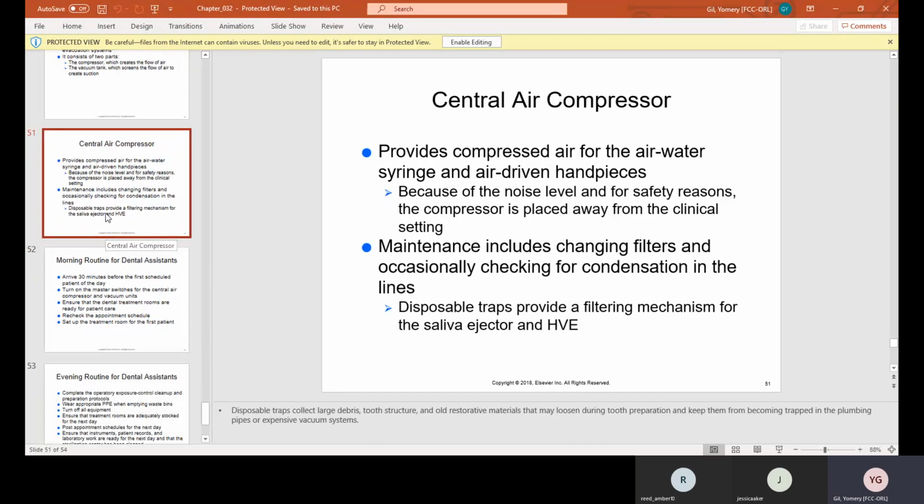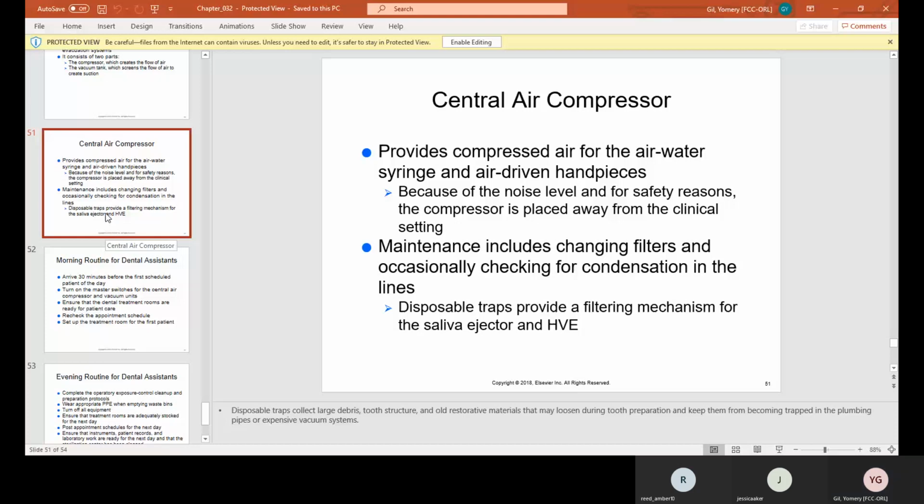The central air compressor compresses air for the air water syringe and driven hand pieces. Because of the noise level and for safety reasons, the compressor is placed away from the clinical area, in a closet somewhere towards the back. Maintenance includes changing filters and occasionally checking the lines. Disposable traps provide a filtering mechanism for the saliva ejector, and sometimes they will teach you how to clean these things out in the office, or there is a designated person that will do this.